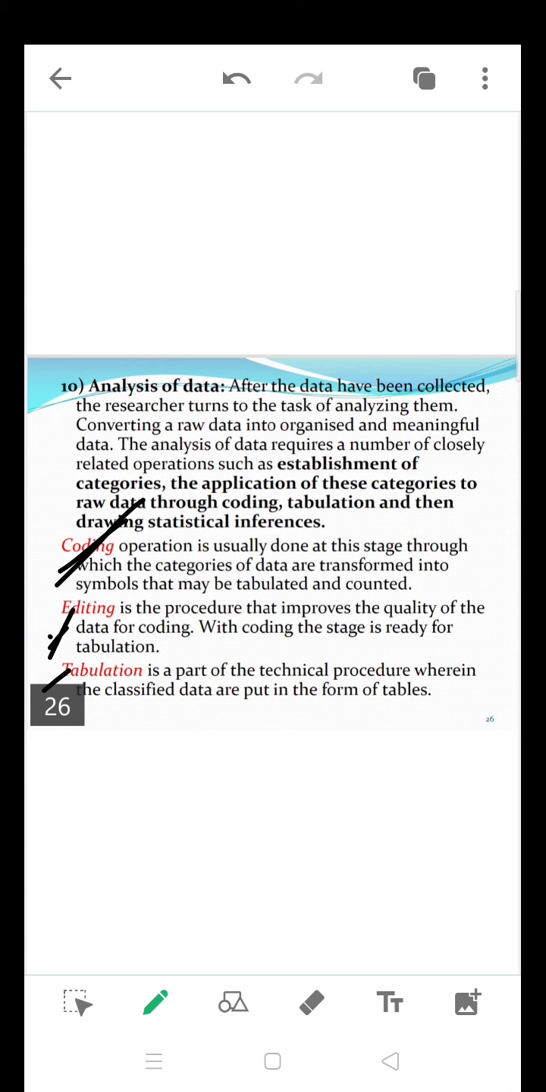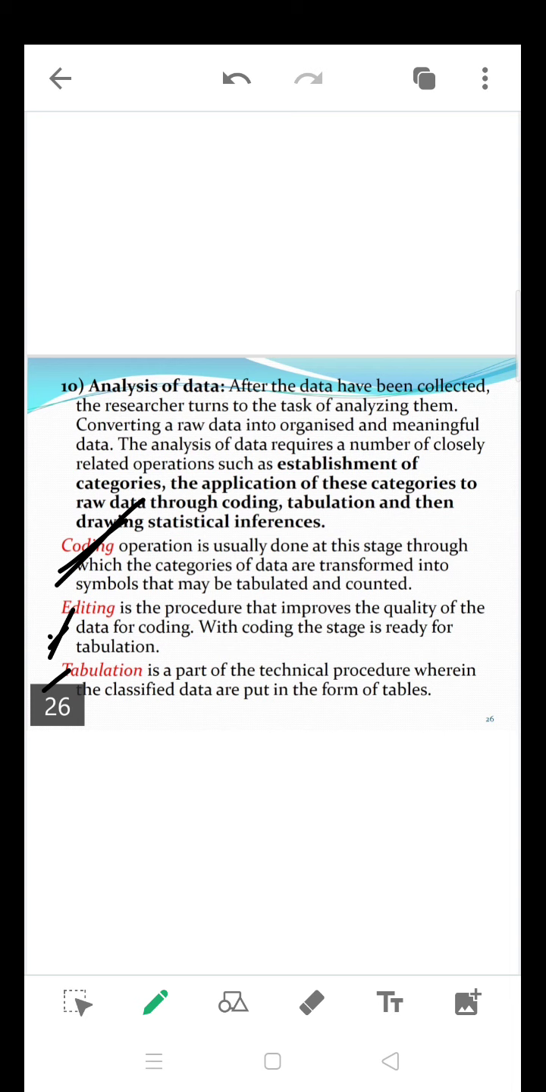And next one is editing. This process improves the quality of the data for coding. With coding, the stage is ready for tabulation. Editing means unnecessary data collected which is not helpful for the research and which is not relevant to your research, all these errors in the data are going to be edited at this particular stage.